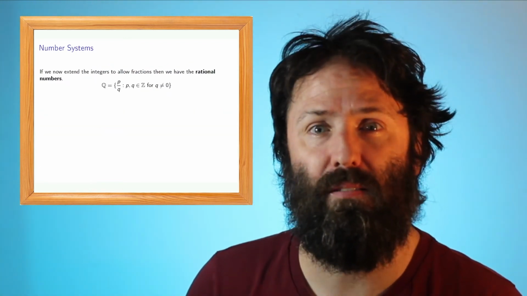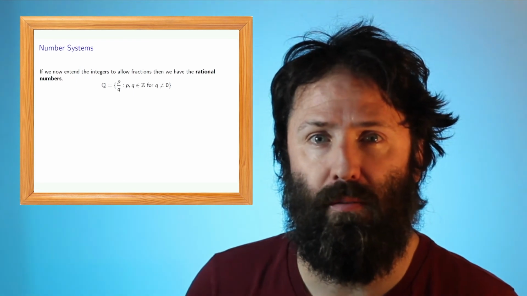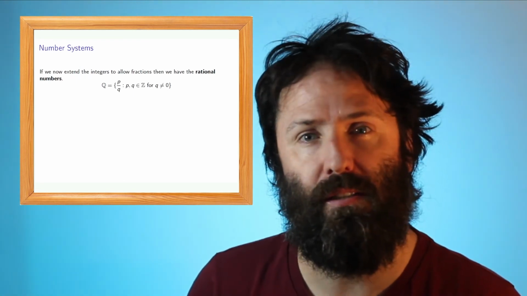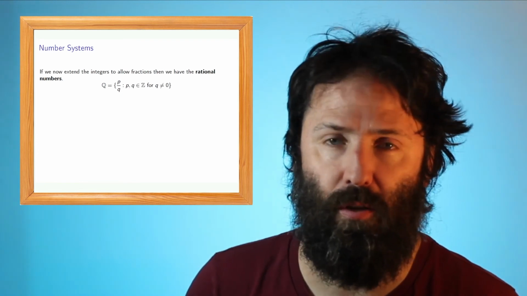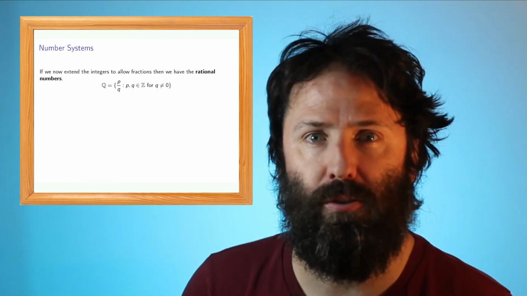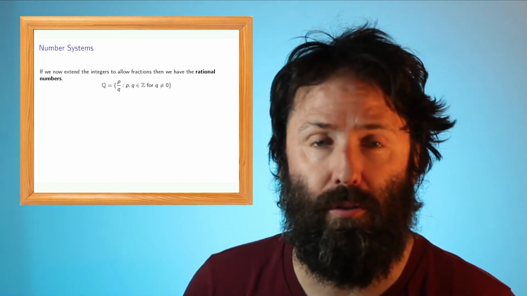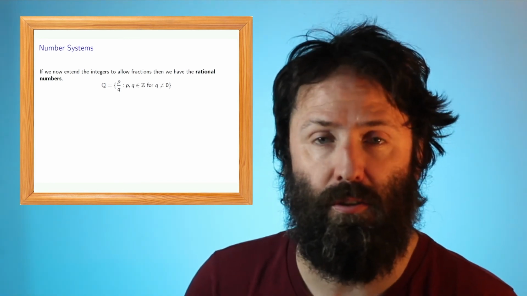We still can't close things under division at this point, which is an issue. So we need to extend our integers to include fractions so that we can do division, and we call these the rational numbers. Again, we don't use R here, we use Q for quotient, to do with division.